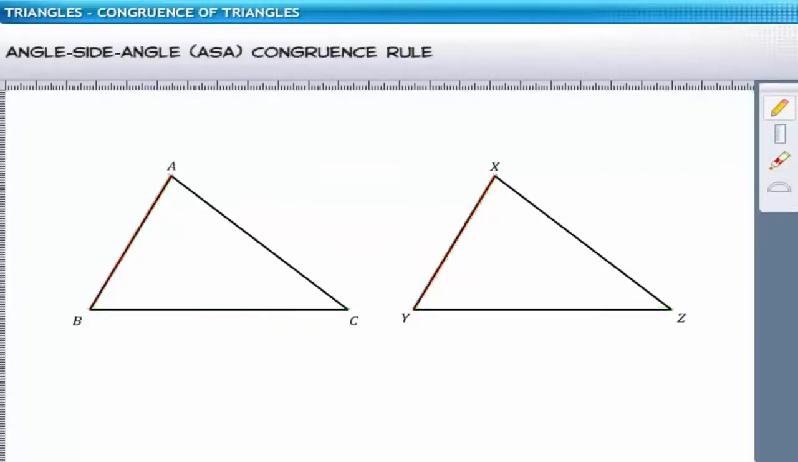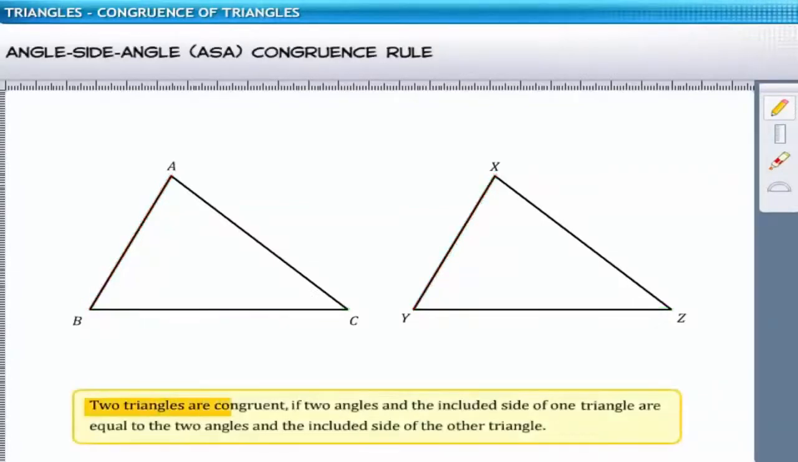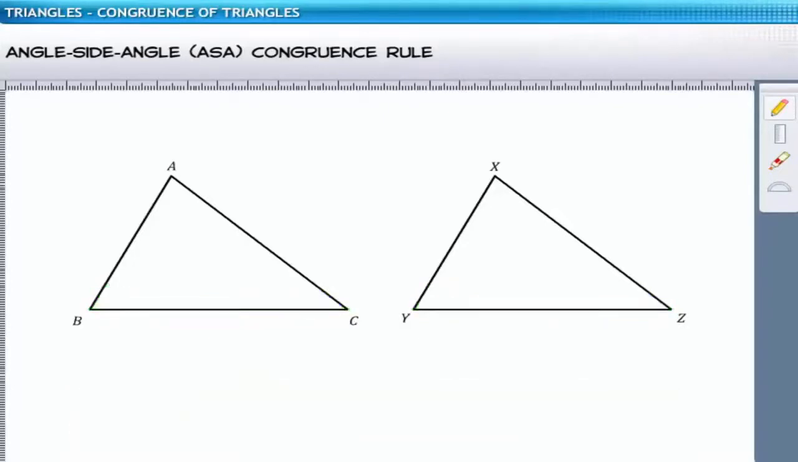Next, the second congruence rule states that two triangles are congruent if 2 angles and the included side of one triangle are equal to the 2 angles and the included side of the other triangle. This is referred to as the angle-side-angle or ASA congruence rule. Let's prove it. Consider two triangles ABC and XYZ such that angle B is equal to angle Y, angle C is equal to angle Z, and BC is equal to YZ.